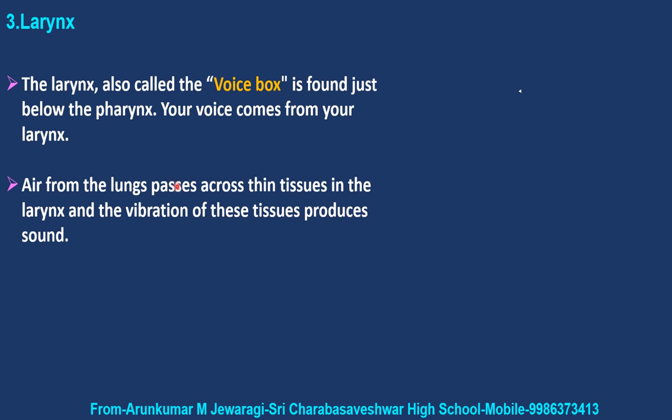So air from the lungs passes across thin tissues in the larynx, and the vibration of these tissues produces what? Sound. How is sound going to be produced in the larynx? Air passes from the lungs across thin tissues which are present in the larynx. Those thin tissues are like papers, and when air passes through them, they are going to be vibrating with the air. So this vibration leads to the production of what? Sound. Therefore, air from the lungs passes across thin tissues in the larynx, and the vibration of these tissues produces sound.